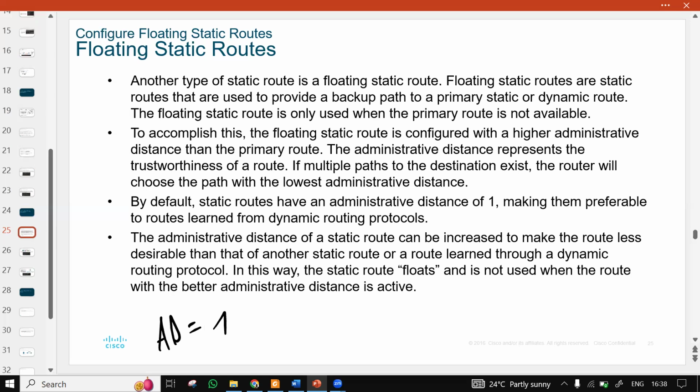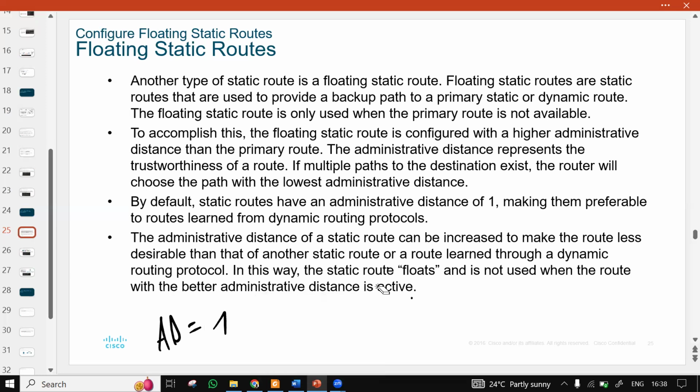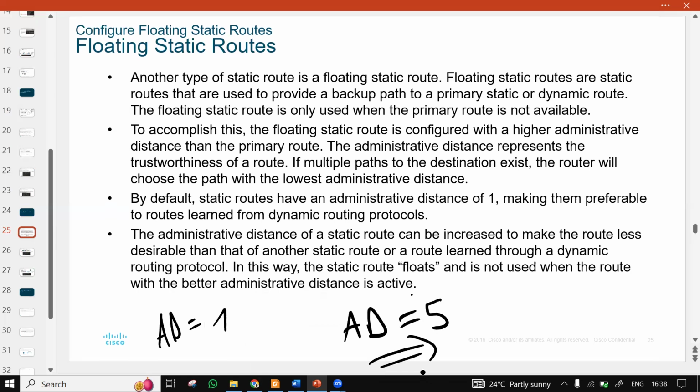If you want a backup, you just configure the same route. Everything is the same, 0.0.0.0 and the exit interface, but you add an AD, possibly equal to 5. What does this mean? If this route goes down, this one takes over; when it is working, the one with the lowest AD is the one that is chosen, so that route is chosen over this one. And basically that's the logic behind floating static routes.